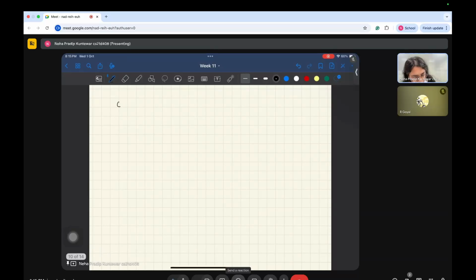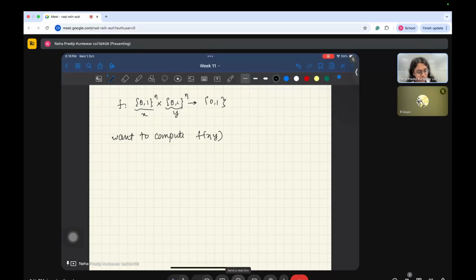Okay, so just to recall, we have this function f, and we want to compute it. Alice has this part, Bob has this part, and we want to compute f of x comma y. If you think of it this way, this is nothing but a boolean function from 2n bits to 1 bit.